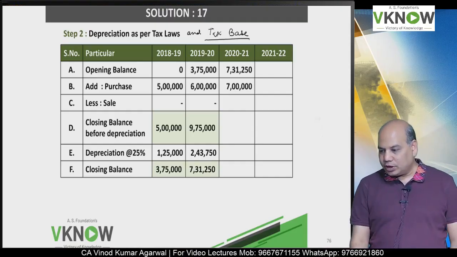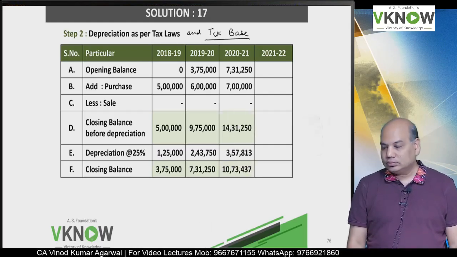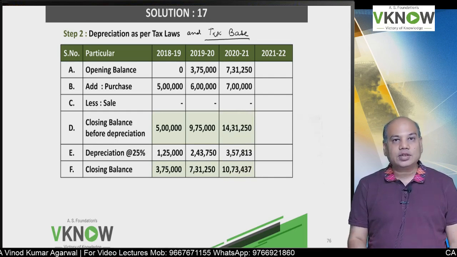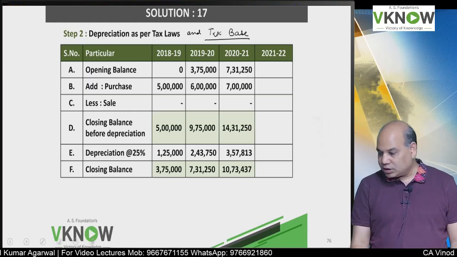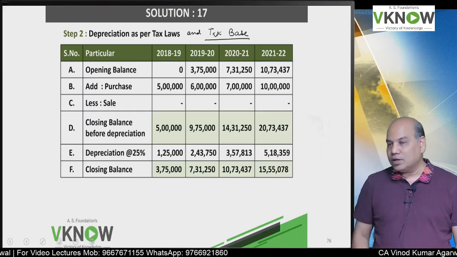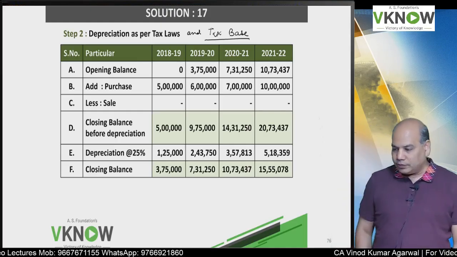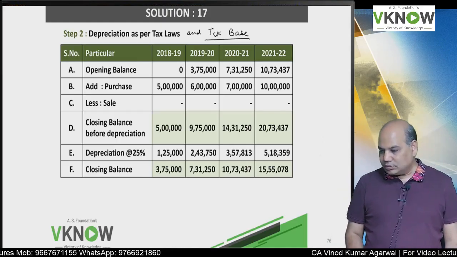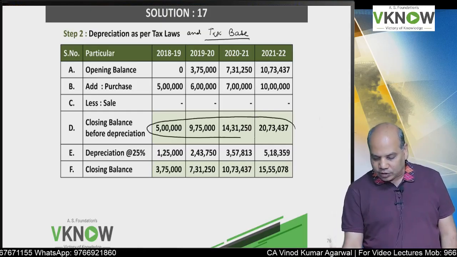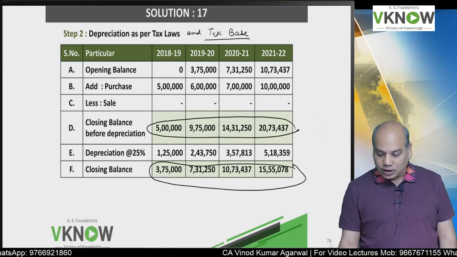Now check the answer if you have done it. If you have not done it, then write it. 1073,437, third year. Anybody who got 1073? Very good. And what about the last year? Last year figure, please confirm. 1555,078. Is it right? Very good. This depreciation will be required for current tax. This tax base will be required for deferred tax.